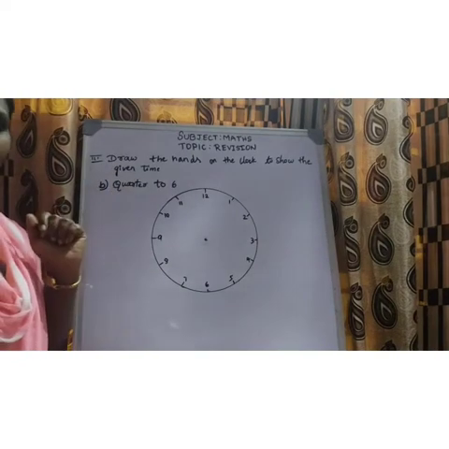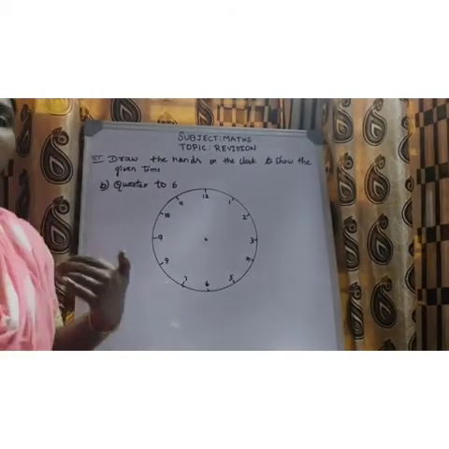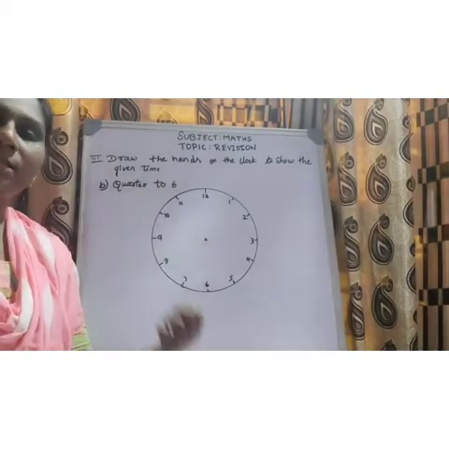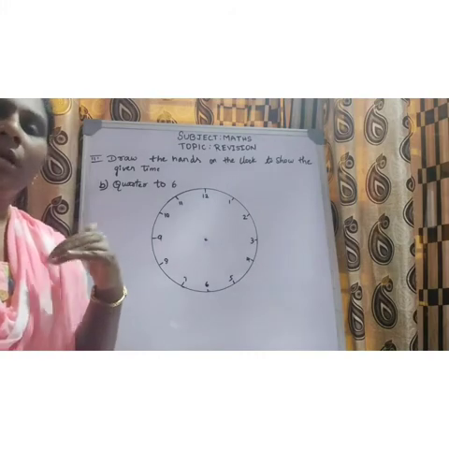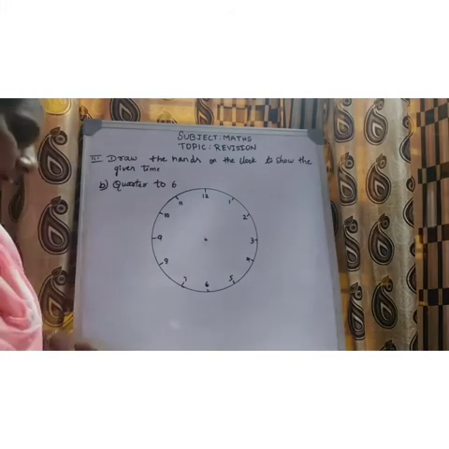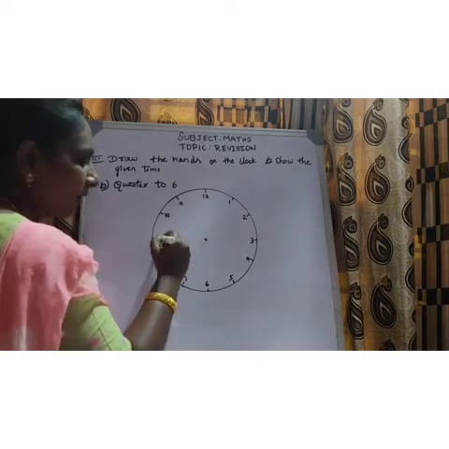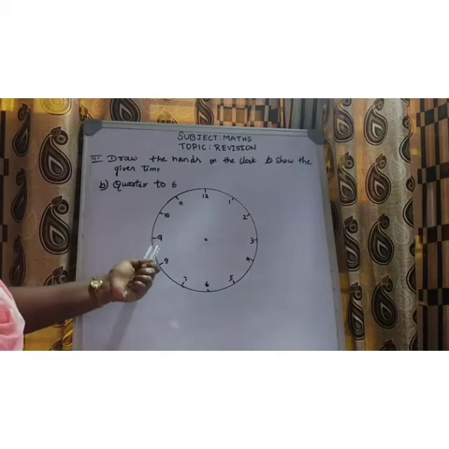Next one, children, B1, 5:45. So this way also it can be asked. 5:15 means it is 5:15. Now 5:45 means it is 5:45. Okay, so for 5:45, where should the minute hand be and where should the hour hand be, children?